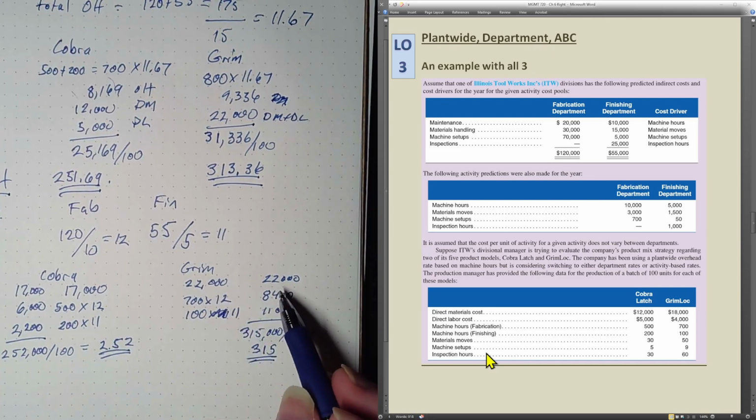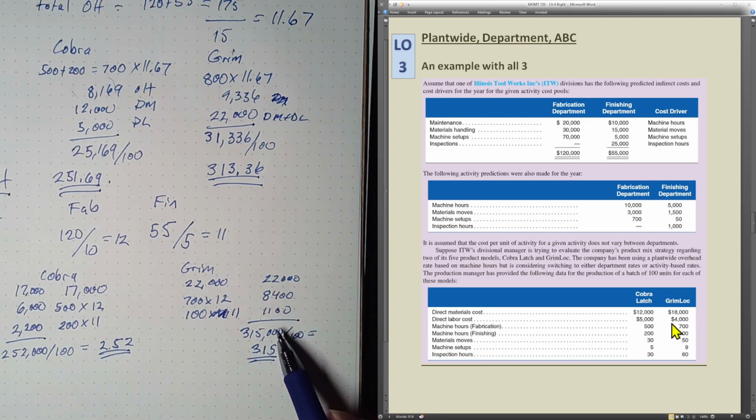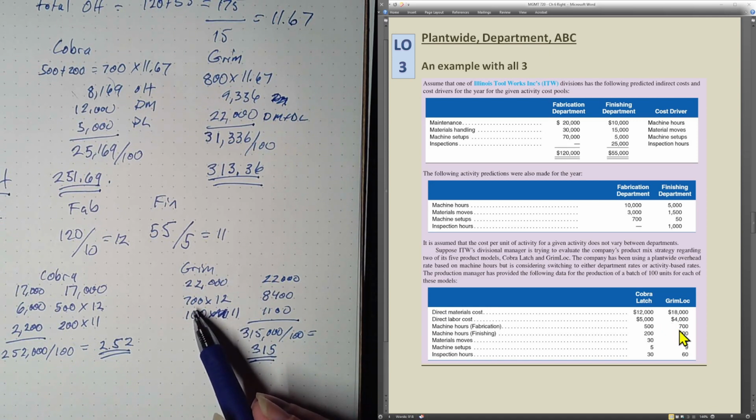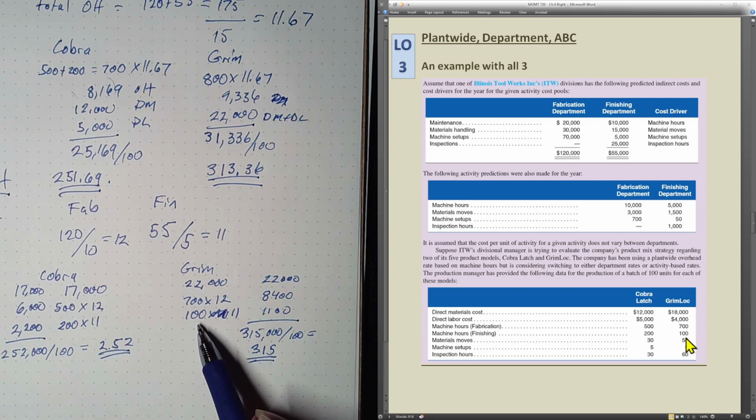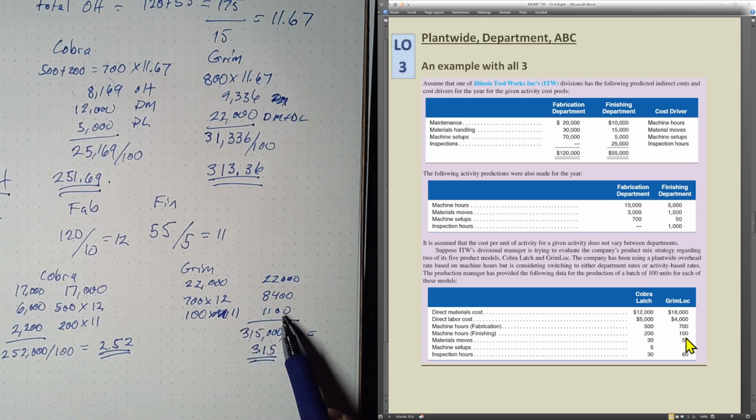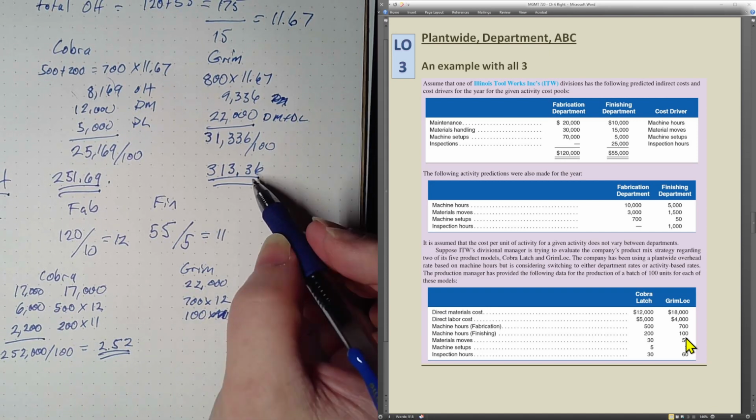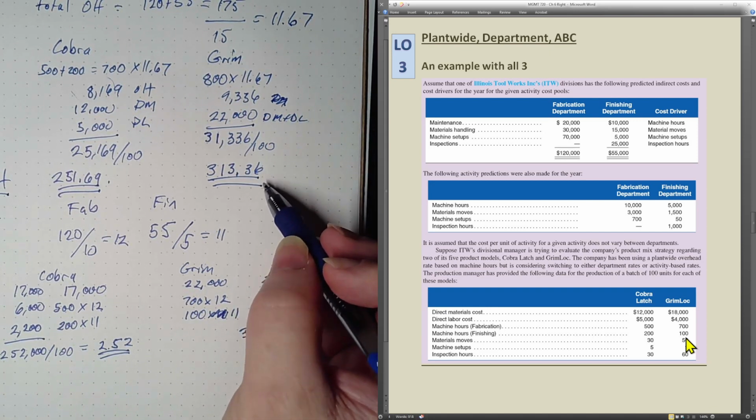Same here over on the Grimlock side. I have the direct materials and direct labor at 22,000, the 18 plus 4. And then I extended it. It had 700 hours in fabrication at a rate of $12 per hour and 100 hours in finishing at a rate of $11 per hour. And so what you end up with is 315,000 divided by a batch of 100, or 315. Again, within $2.